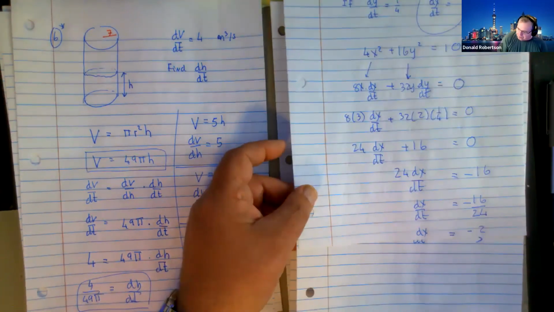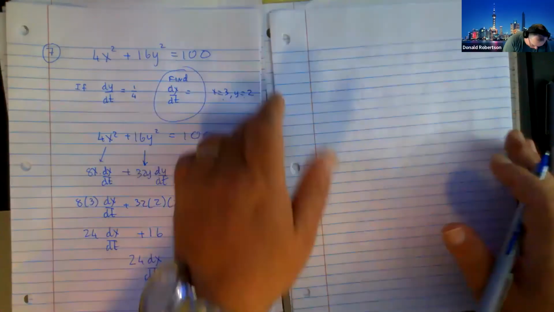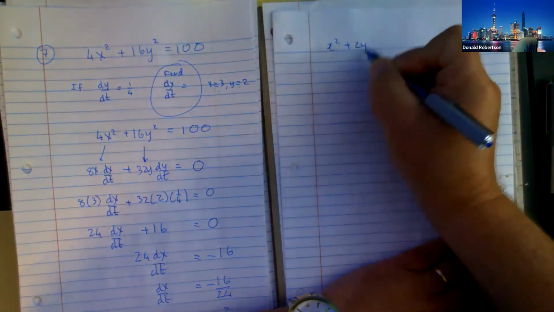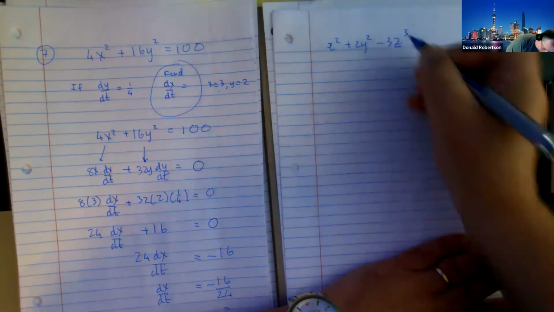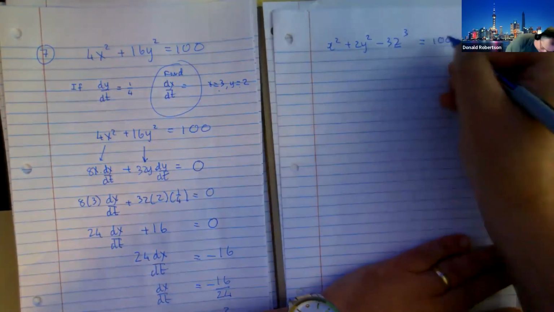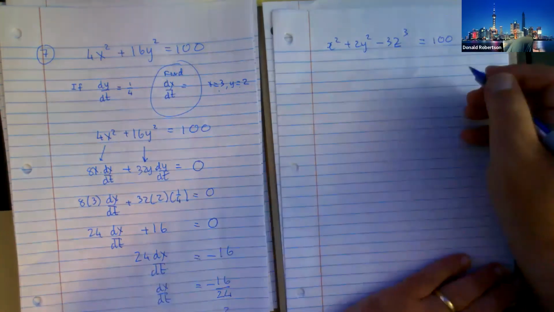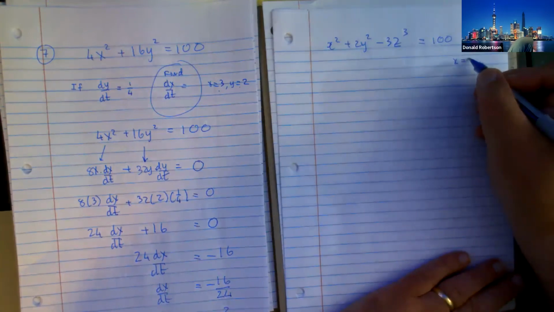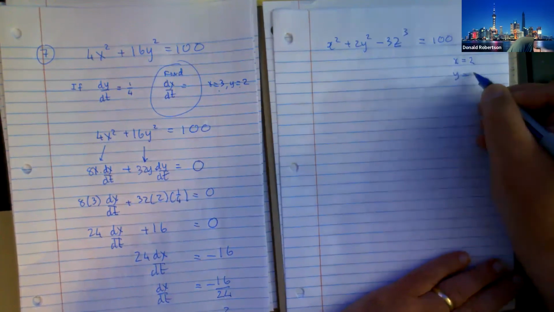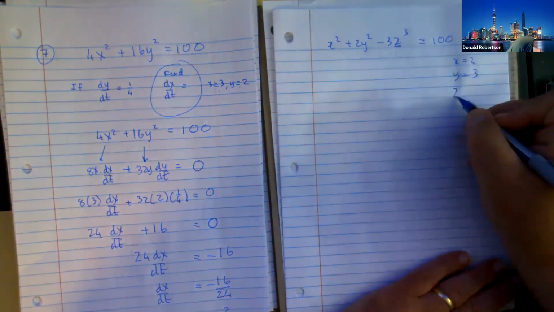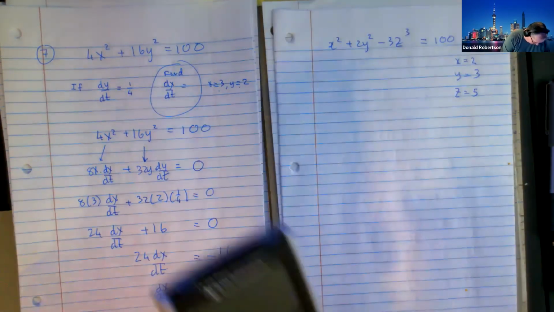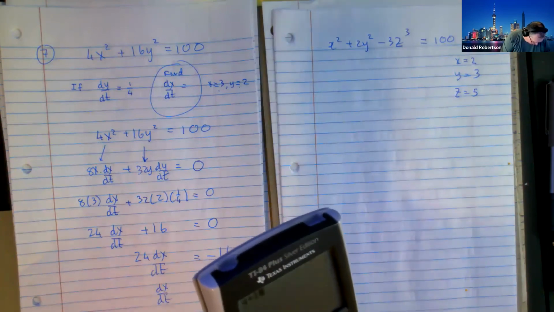Are we good with that one? Okay, let's go crazy then. How about x squared plus 2y squared take away 3z squared equals 100. And we are interested in what is happening. I may change that number in a minute. At 2, y is 3, z is 5. Now, that number I'll have to change just to make the question correct. 4 plus 12, that's good.